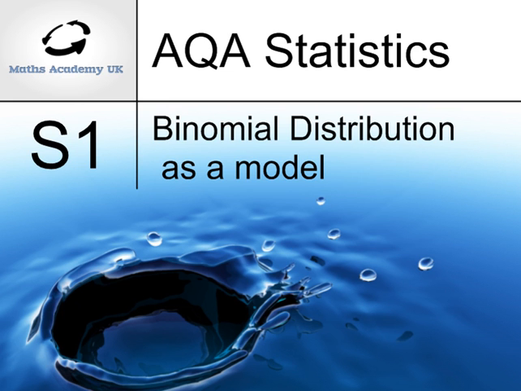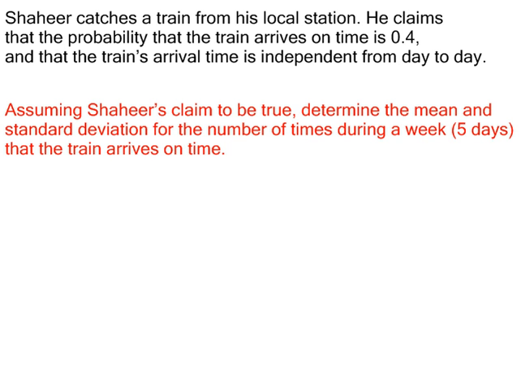The binomial distribution as a model. Shahir catches a train from his local station. He claims that the probability that the train arrives on time is 0.4 and that the train's arrival time is independent from day to day.